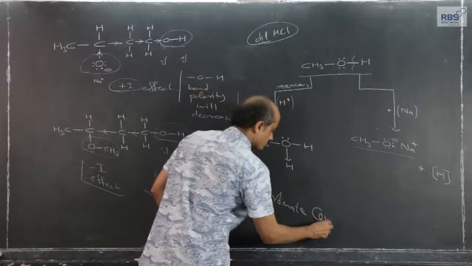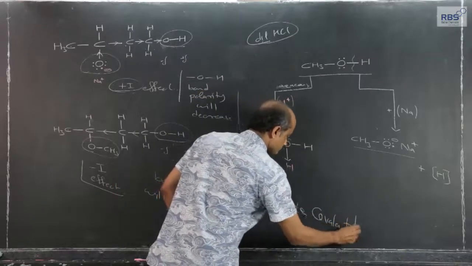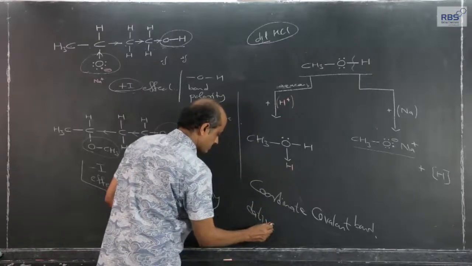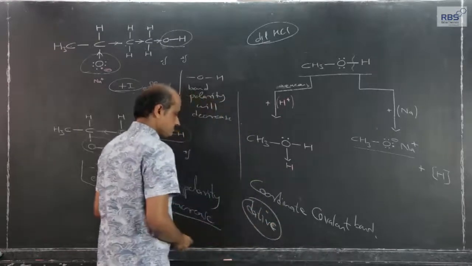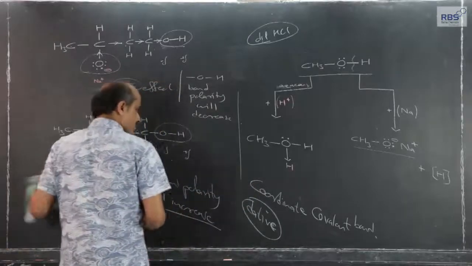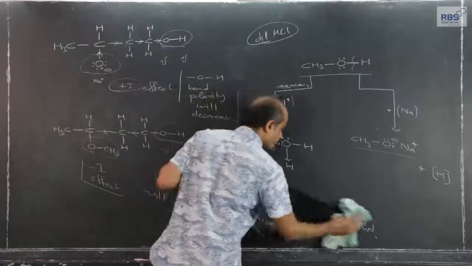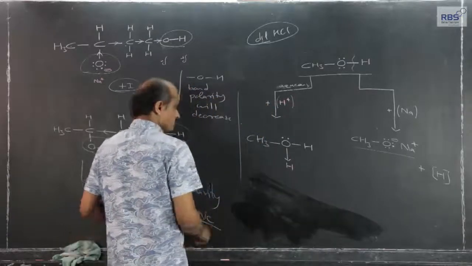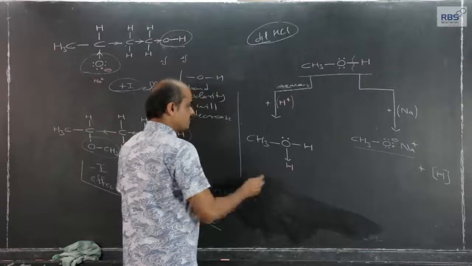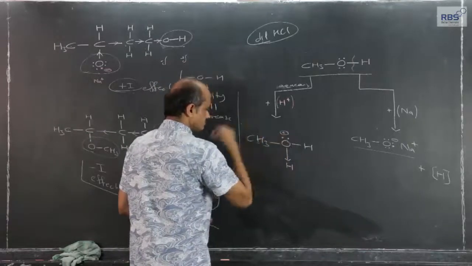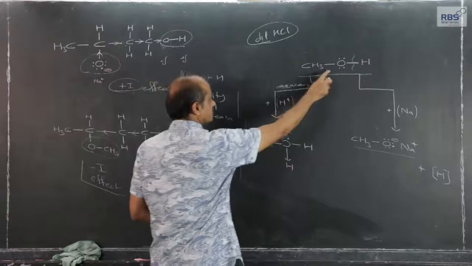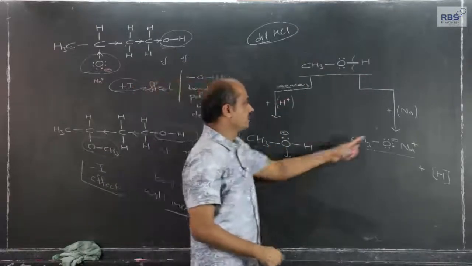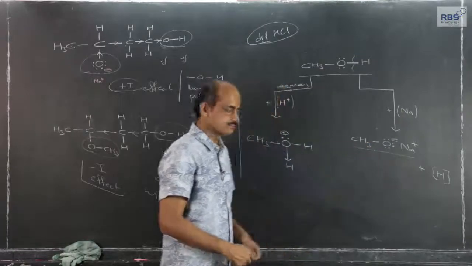Coordinate covalent bond, or it is also called a dative bond. Okay. Now, since a lone pair which was completely with oxygen is now shared, the positive charge gets transmitted over oxygen here. So, methyl alcohol when reacted with free H plus ions, we get this. Methyl alcohol when reacted with sodium, we get this.